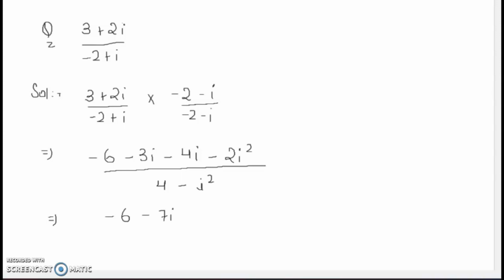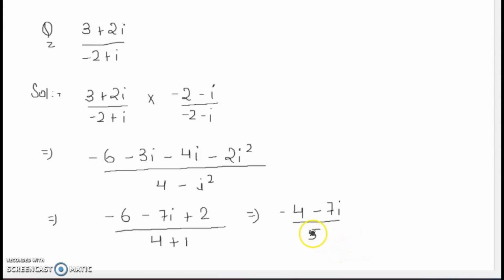So this will become 2 into minus 1, which is minus 2. But we already have this minus sign present here, so that minus minus will become plus. Okay. And the same thing we'll be doing here in the denominator as well, 4. And since the value is minus 1, minus minus will become plus 1, right? Now we can write this as minus 6 plus 2 is minus 4, and this is minus 7i, and this is 4 plus 1, which is 5.